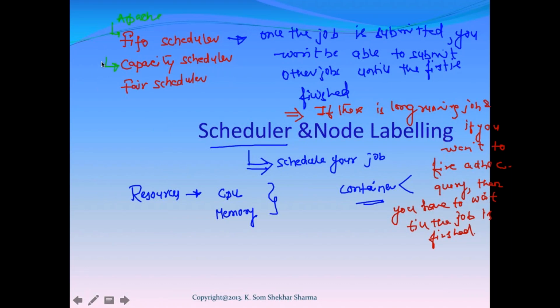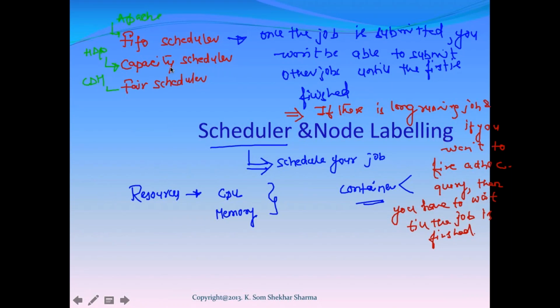The capacity scheduler is the default scheduler for HDP, and the fair scheduler is for the Cloudera distribution of Hadoop. And this is HDP. The capacity scheduler is your default scheduler for HDP.